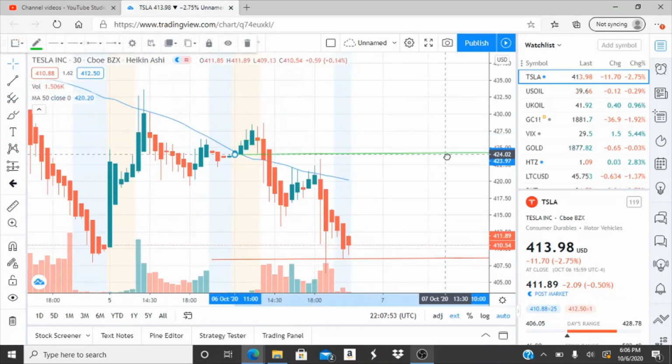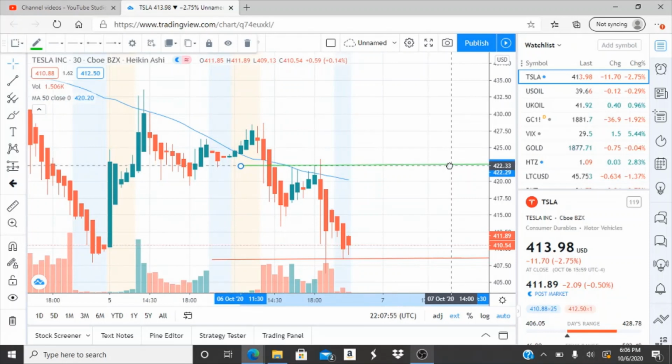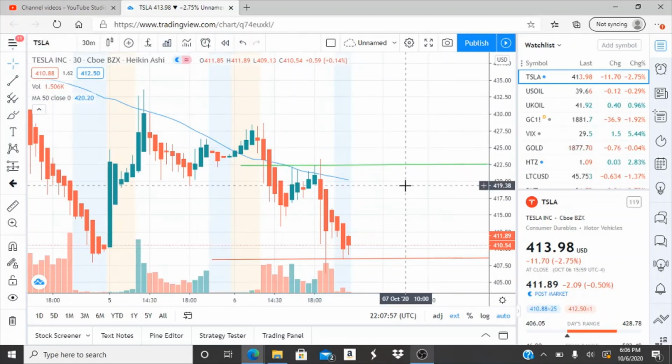So let's go ahead and move this to its new locations. And as we see here, the 50-day moving average is slightly above the price right now, and it is at 420.20. I can't land exactly on 420.20, but that's our 50-day moving average. And once that gets crossed, bulls are in control. As long as we stay below it, the bears are in control. As of right now, bears are dominating this, and the tug of war will be interesting tomorrow.